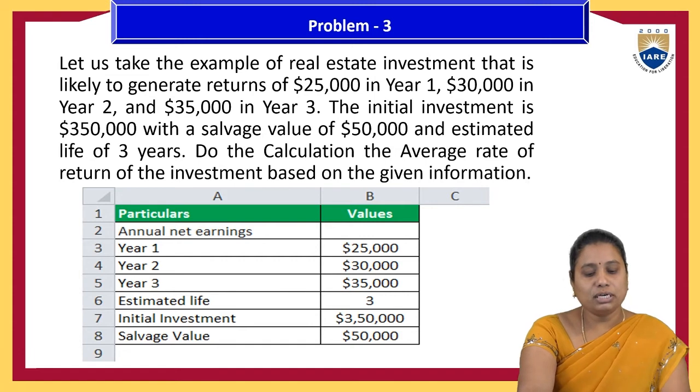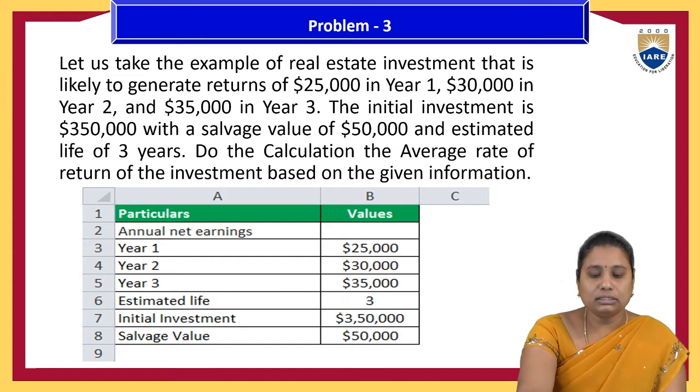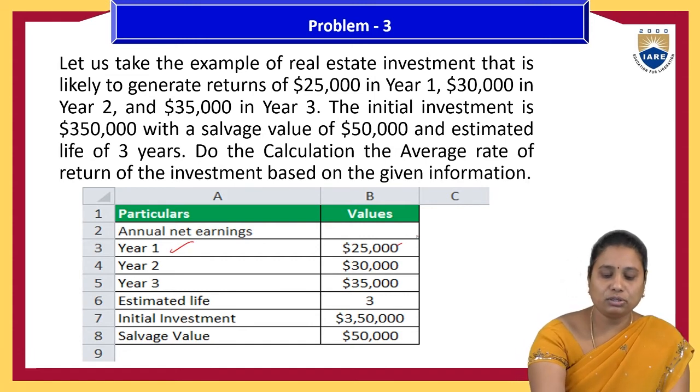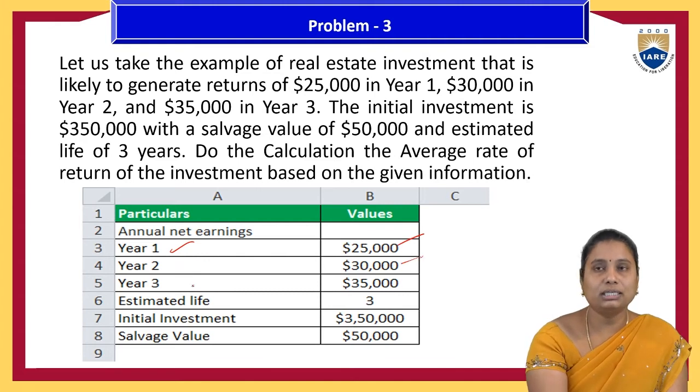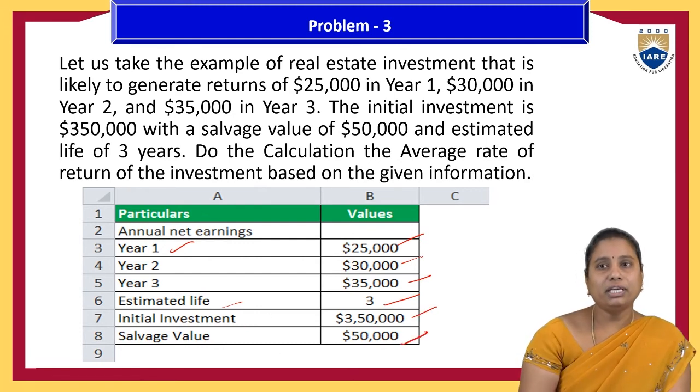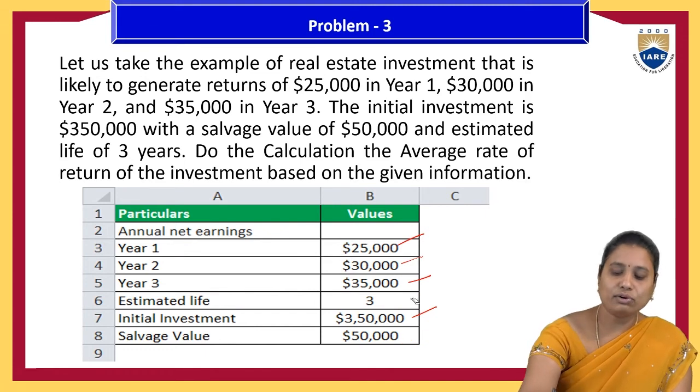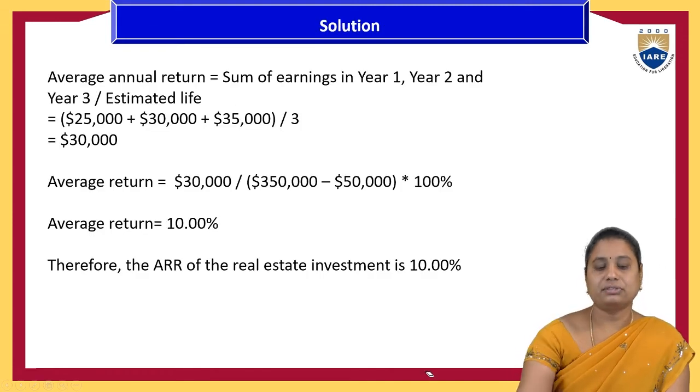And what they have given to us is the annual net earnings. For the first year it is 25,000, second year 30,000, third year 35,000. Life is 3 years. Initial investment is 3,50,000 and the salvage value is 50,000. So this is a summary of the given data provided for us.